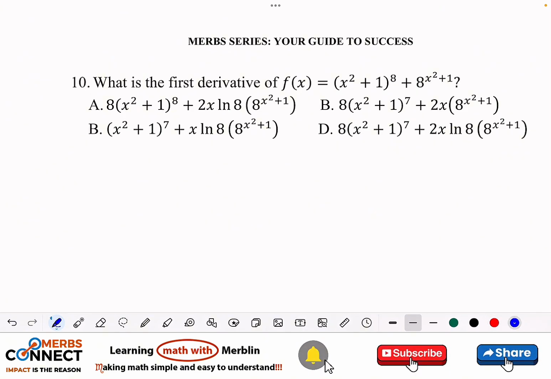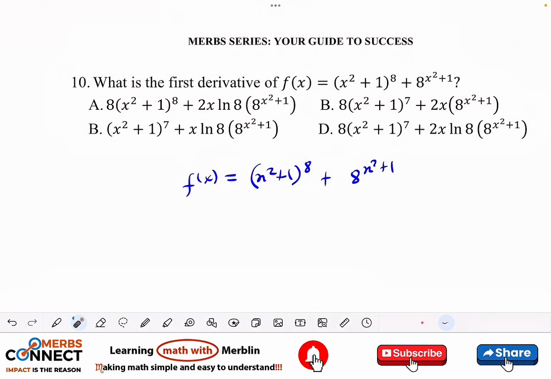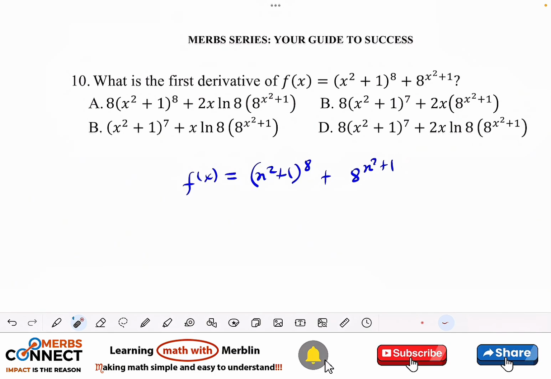We need to take the derivative of this one too. f(x) is equal to (x squared plus 1) to the power 8, plus 8 to the power x squared plus 1. I'll give you some to do very soon. So you need to remember the rules. Now this one I'm going to use the chain rule, and this one I'm going to use the constant base rule, right?